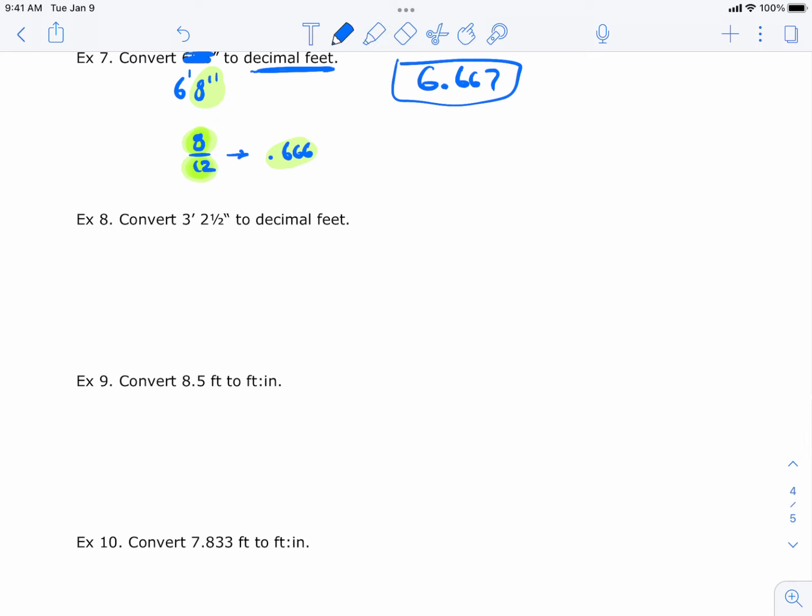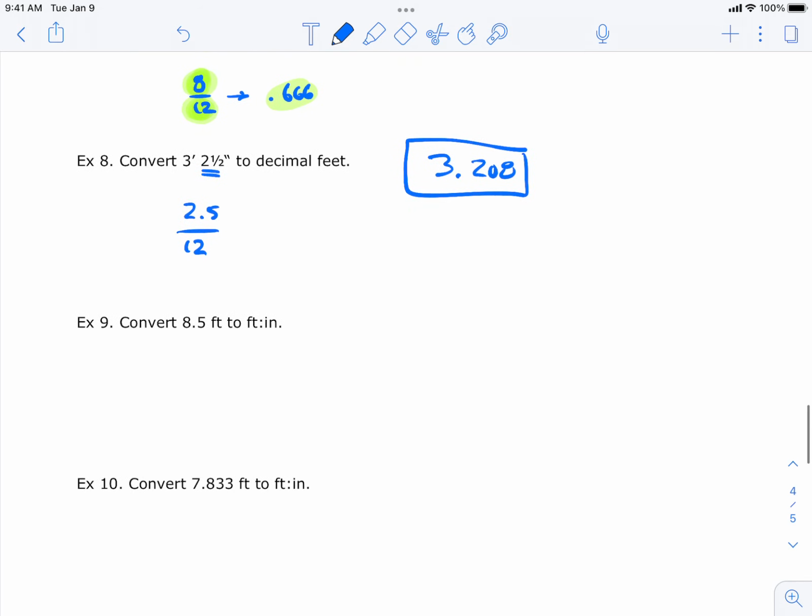All right. 3 foot, 2.5 inches. Well, it's going to be 3 point something, right? Again, it's 2.5 inches out of 12 total, right? So this is like the part. To make it into a decimal, you want to do part over whole: 2.5 over 12. I guess I didn't do that, so I'm going to do that now. 2.5 divided by 12 gives me the decimal portion of about 0.208. So 3.208 feet. You like it?